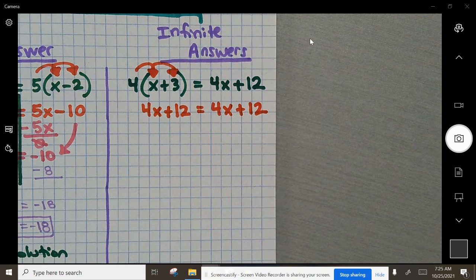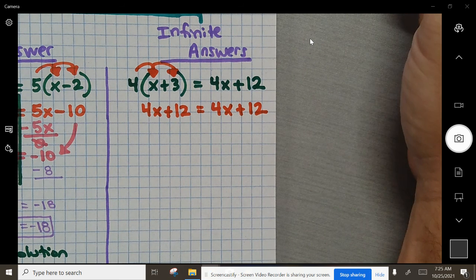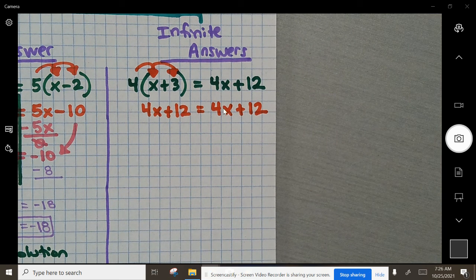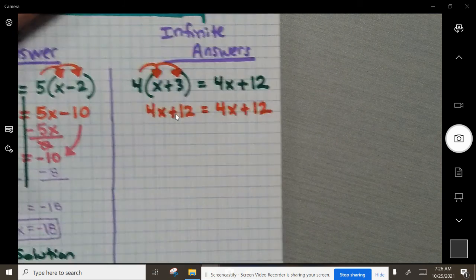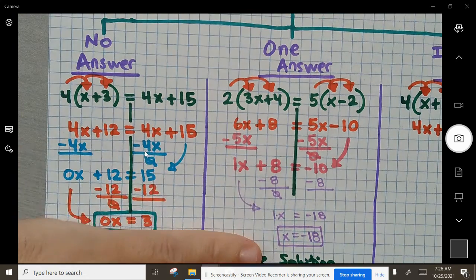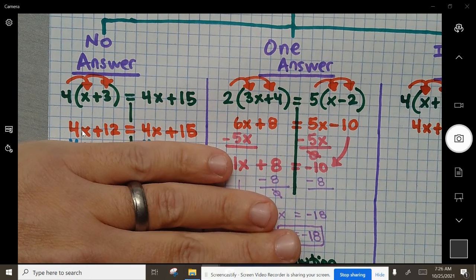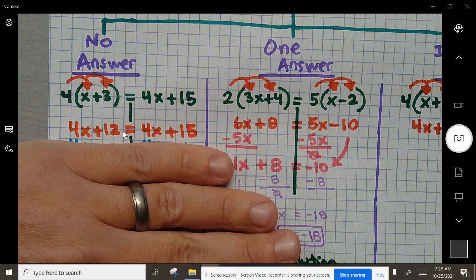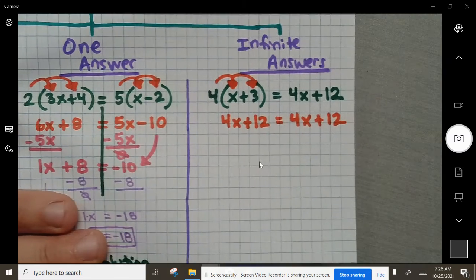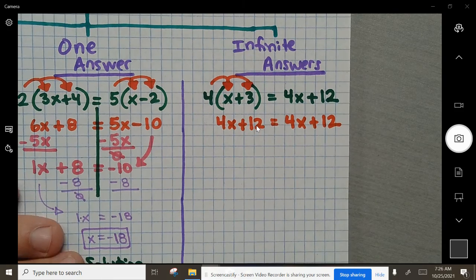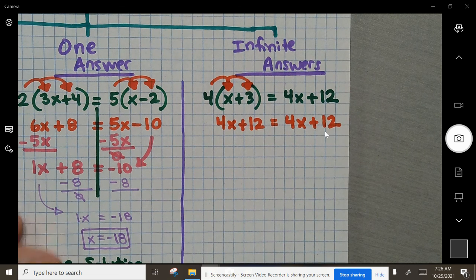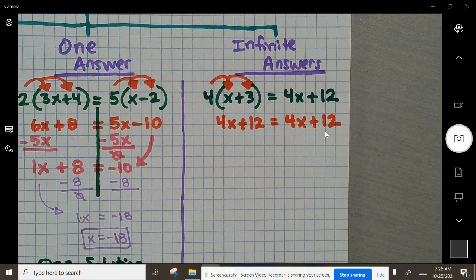Okay. When I look at this, look at both these sides. Before, when we were looking at this, we noticed that the 4x and the 4x were the same, but the constants were not the same. Same variables, different constants. Over here, we have the same variables and the same constants. Notice that? Same variables, same constants. Interesting. Okay, let's keep going.